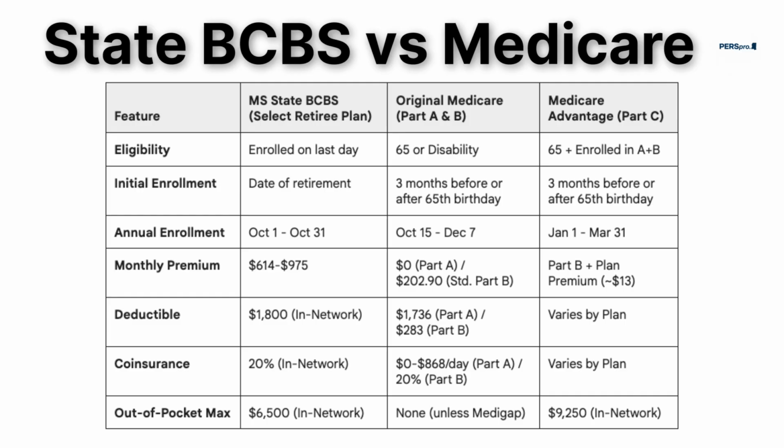Original Medicare Part A has a $1,736 deductible per benefit period, which begins upon hospital admission and ends after 60 consecutive days without inpatient care. Part B has a $283 deductible per calendar year. Looking at coinsurance, both the state health plan and original Medicare Part B generally have a 20% coinsurance clause once the deductible has been met. Original Medicare Part A has a range of coinsurance amounts depending on the length of the inpatient care, ranging from $0 per day for days 0 to 60, $434 per day for days 61 to 90, and $868 per day for days 91 to 150.